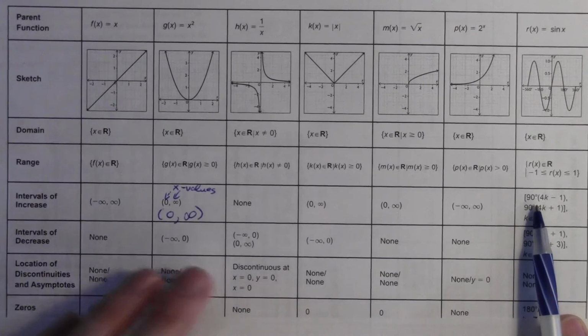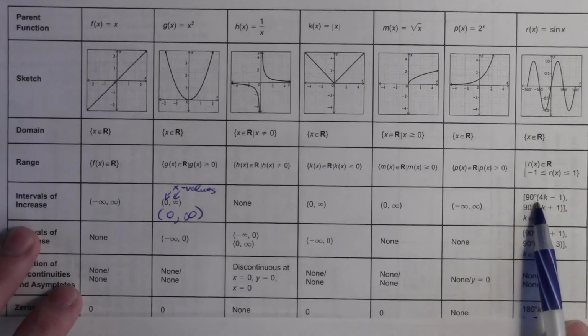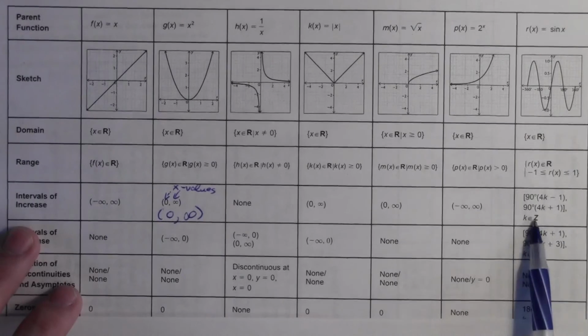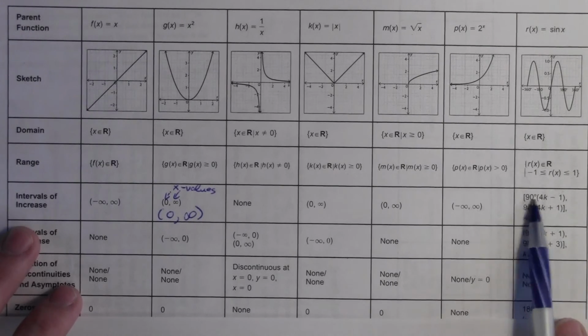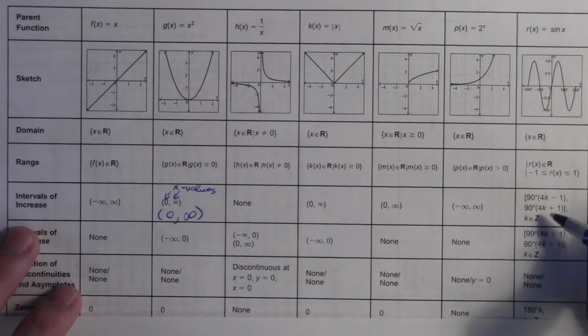The way they've written the interval of increase for the sine function is they're saying 90 degrees times k, where k is all integers. So they're saying every 90 degree intervals this is happening, from 4k minus 1 to 4k plus 1.